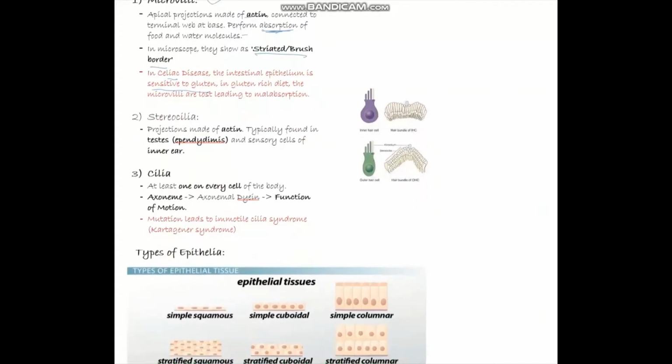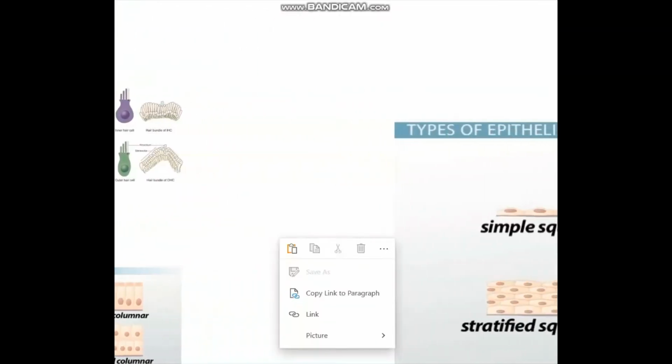And cilia. The last one that we discussed was cilia, for example, in the respiratory epithelium. I forgot to mention that a special feature of this is that it is present on every cell of the body. So at least one would be present on virtually every cell of the body. There may be cells, for example, in the respiratory epithelium, that have more cilia than just one, and these are made up of axonemes, and they perform the function of motion.